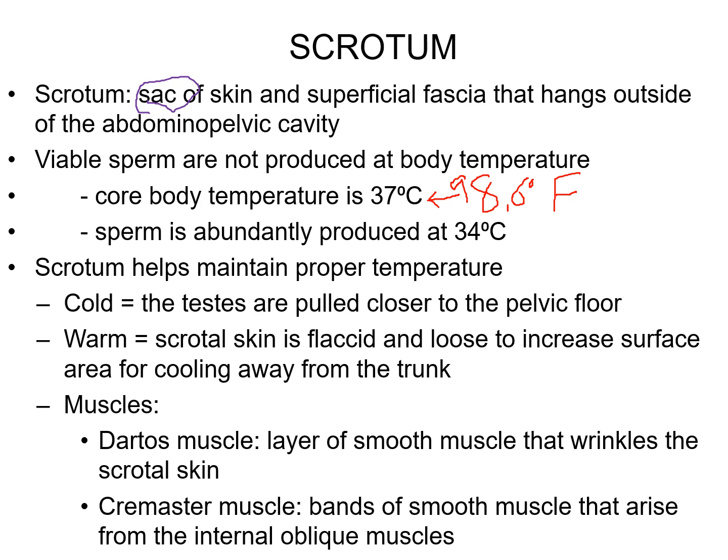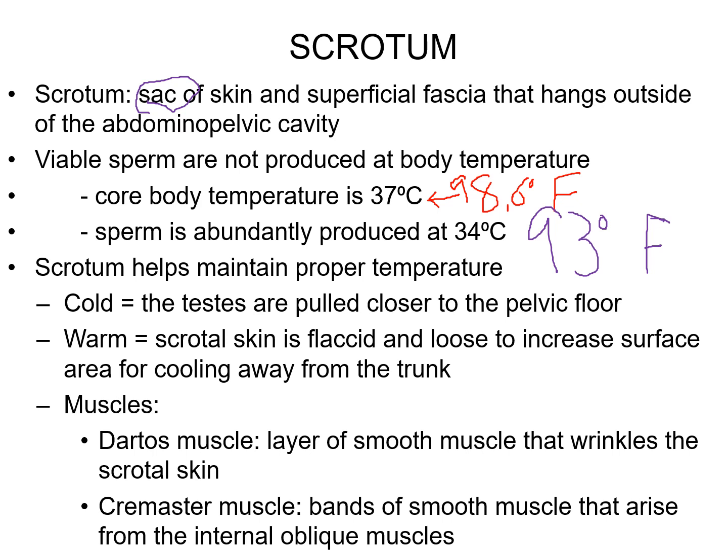So if you take a look, sperm is abundantly produced at around 34 degrees Celsius. And in case you were wondering, 34 degrees Celsius is around 93 degrees Fahrenheit. So it's about a good 5-6 degrees cooler or colder. And that makes a huge, huge difference.